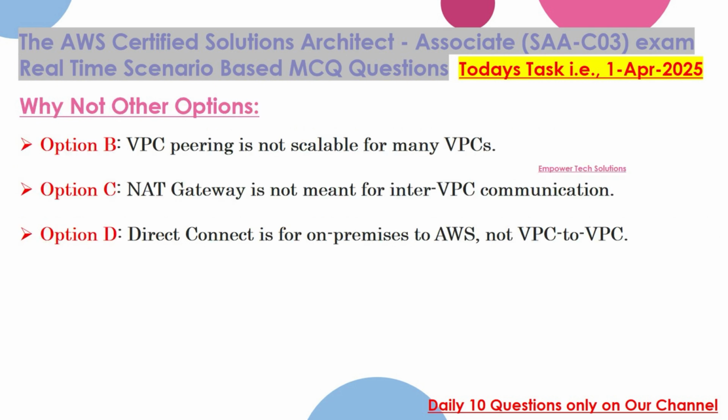Why not other options? Option B. VPC peering is not scalable for many VPCs. Option C. NAT gateway is not meant for inter-VPC communication. Option D. Direct Connect is for on-premises to AWS, not VPC to VPC.